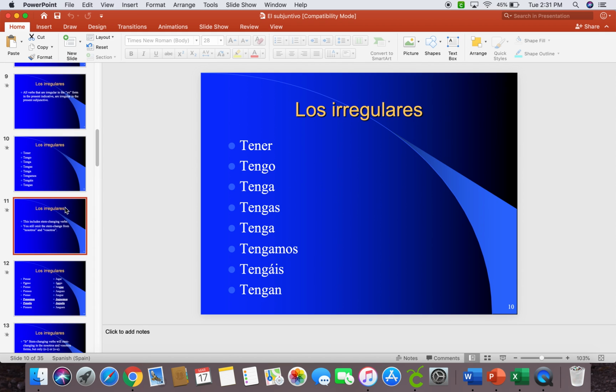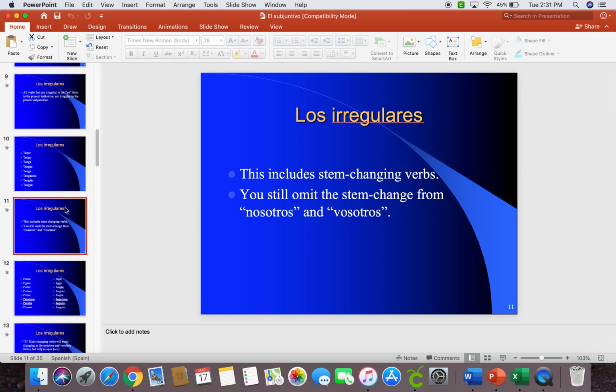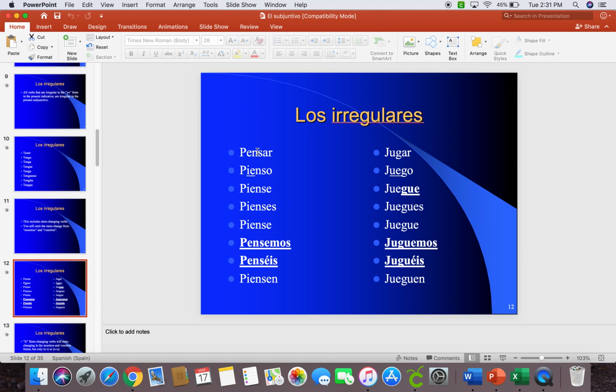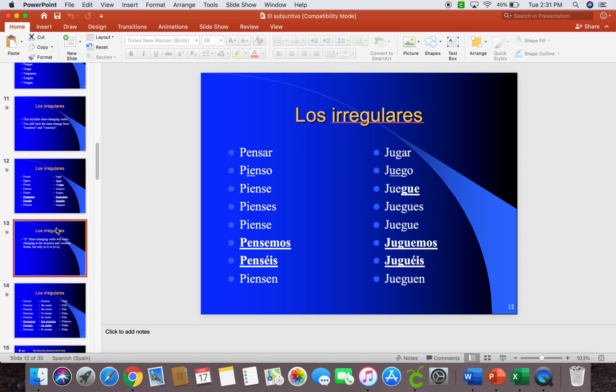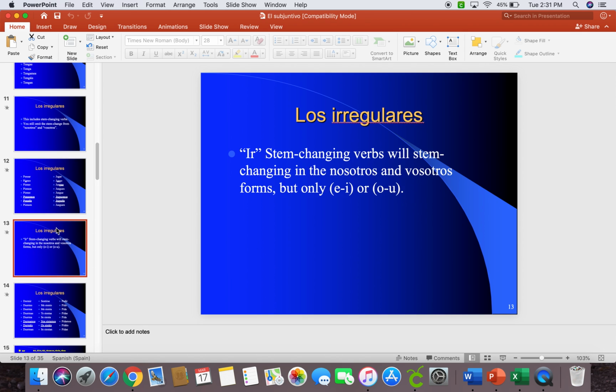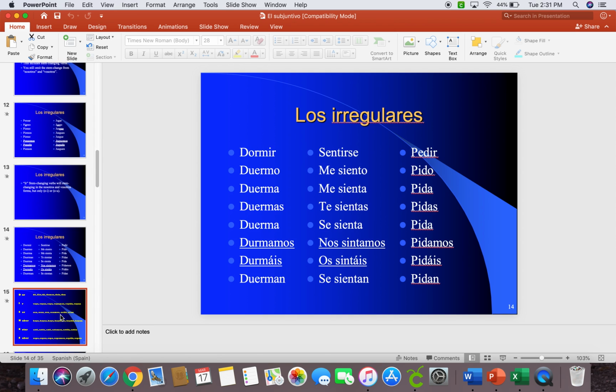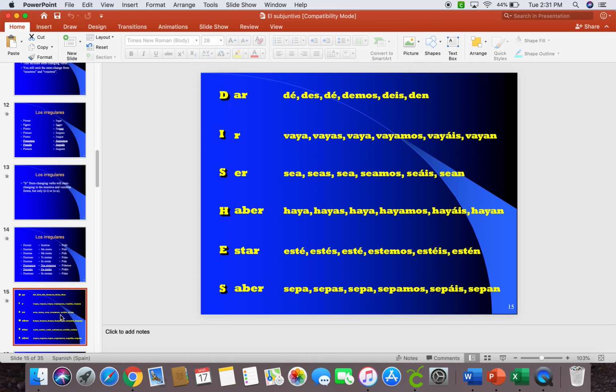What a lot of you are forgetting to do on your quiz is that this includes stem changing verbs. If it's a stem changing verb, you stem change in the yo form. Therefore, it's irregular. So, for example, pensar: go to the yo, pienso, drop the o, add the opposite endings. And remember, we really don't stem change in the nosotros or the vosotros. If it's an IR stem changing verb, you will stem change in the nosotros and vosotros, but only e to i or o to u. And lastly, the dishes. These are just completely irregular. You kind of have to memorize them, but we already know them because we learned them with the commands.